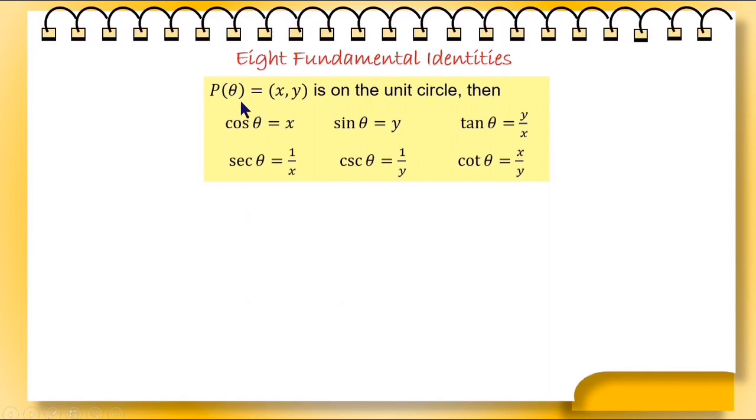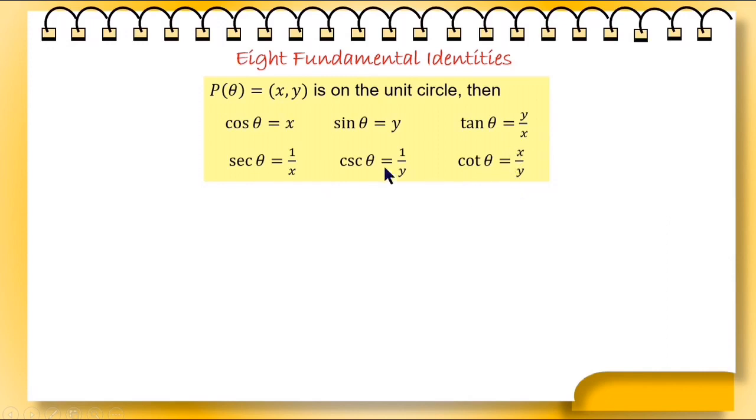Recall that if point (x, y) is on the unit circle, then cosine theta is equal to x, sine theta is equal to y, tangent theta is equal to y over x, secant theta is equal to 1 over x, cosecant theta is equal to 1 over y, and cotangent theta is equal to x over y.